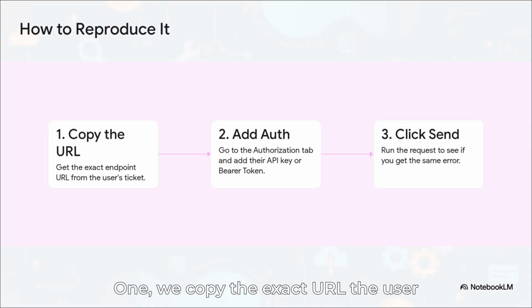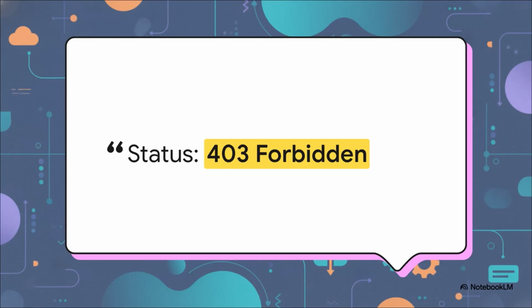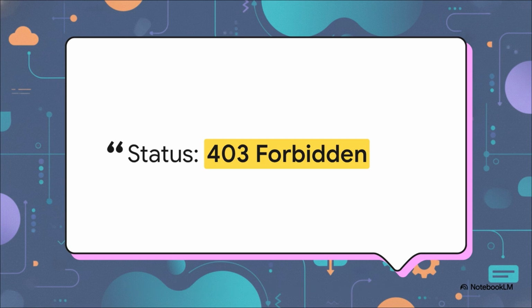So here's our 3-step plan. 1, we copy the exact URL the user is trying to access. 2, we head over to the authorization tab and pop in the API key or token they gave us. And 3, we hold our breath and click send. And success. Well, I guess a successful failure. We got the exact same 403 forbidden error that the customer reported. And this right here brilliantly illustrates the power of this tool. We've just confirmed the entire issue in less than a minute.